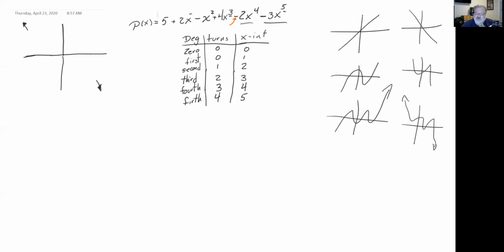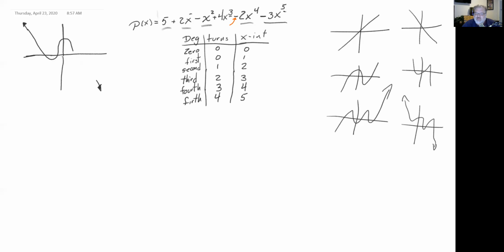And then in between those, it's going to wiggle. How much it wiggles and where it wiggles depends on all these other terms. It is quite possible that we have a fifth degree that just comes down, does a little oscillation, and keeps going down, a very minimalistic x to the fifth. With all those other terms in it, I wouldn't expect that to happen. But it could have a couple actual intercepts.